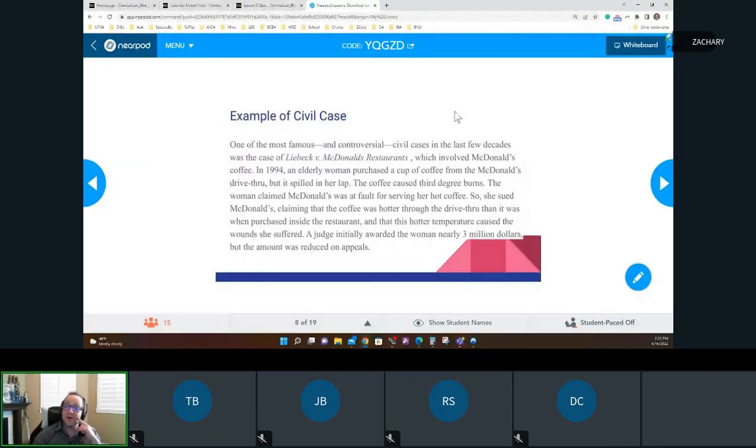One of the most famous and controversial civil cases in the last few decades was the case of Liebeck versus McDonald's Restaurants, which involved McDonald's coffee. In 1994, an elderly woman purchased a cup of coffee from a McDonald's drive-thru, but spilled it on her lap. The coffee caused third-degree burns. The woman claims McDonald's was at fault for serving her hot coffee. So she sued McDonald's, claiming that the coffee was hotter through the drive-thru than it was when purchased inside the restaurant, and that the hotter temperature caused her to suffer wounds. A judgment initially awarded the woman nearly $3 million, but the amount was reduced on appeal.